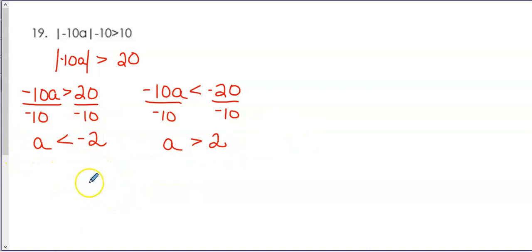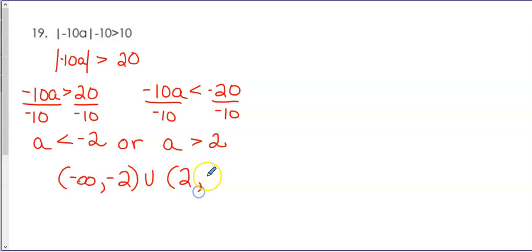-2, greater than 2. So we would just say A is less than -2, or A is greater than 2. So you could write it like this. Oh, you were asked to put it in interval notation, sorry, if it was an inequality. So your interval notation would be this with parentheses, and parentheses again. So that would be your interval notation. So you would actually answer it that way if it asked you to do that.